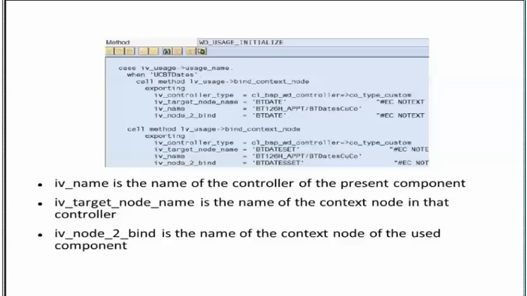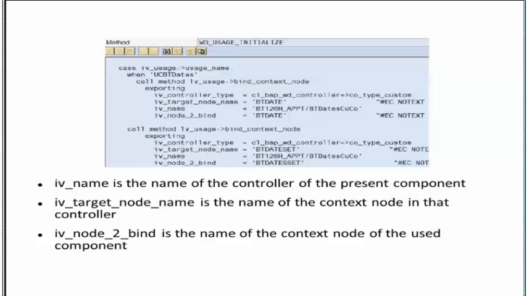So moving forward. This is the kind of coding which is done there. You see that there is a method bind context node which is used, and here you will be passing the target node name and the node to bind. So these are the context nodes which are used to bind the data. One of the context nodes will be bound to the other context node which is given over here.